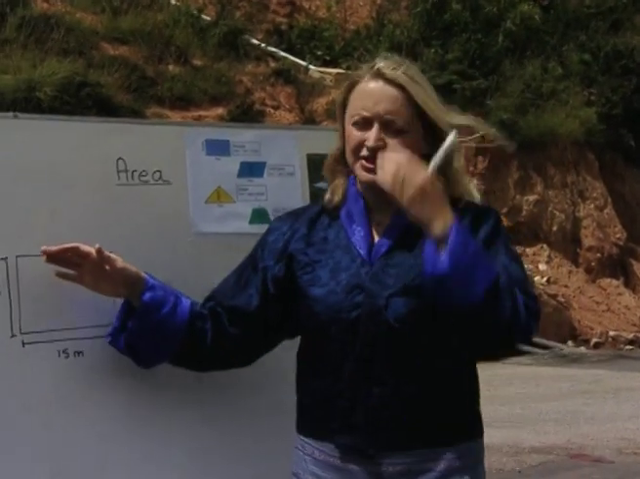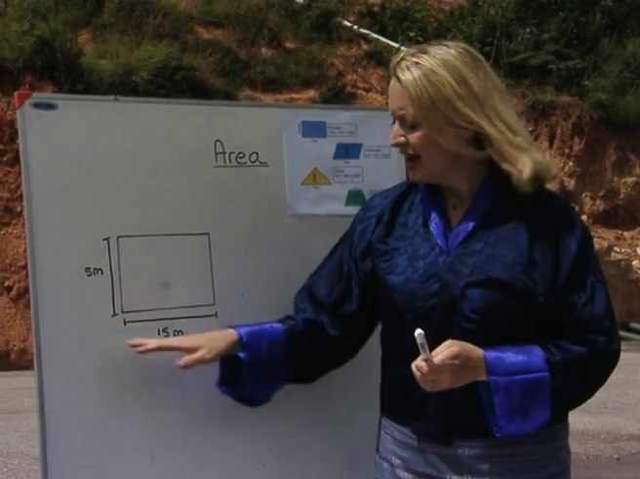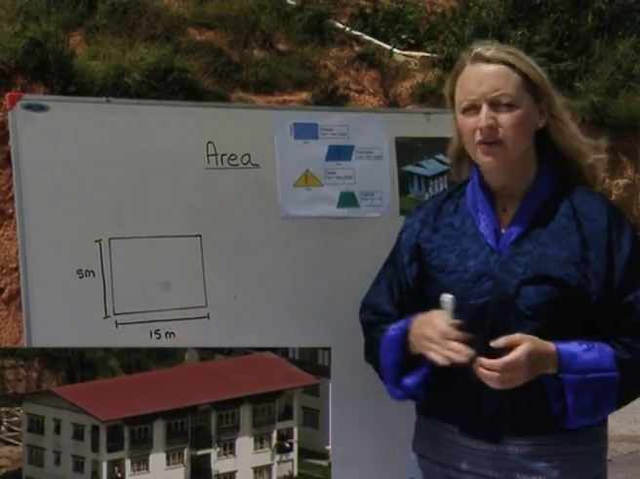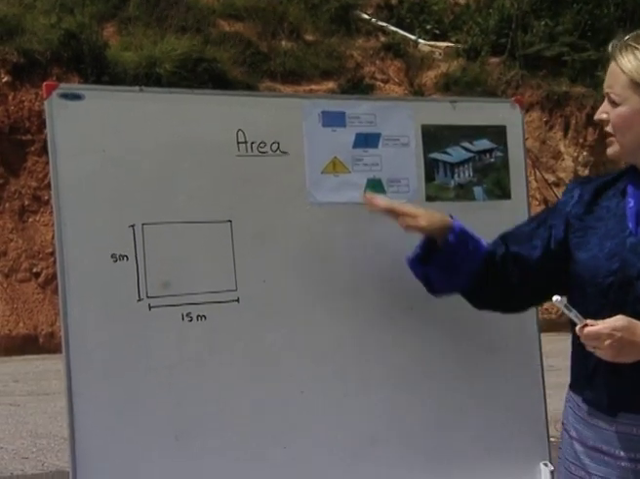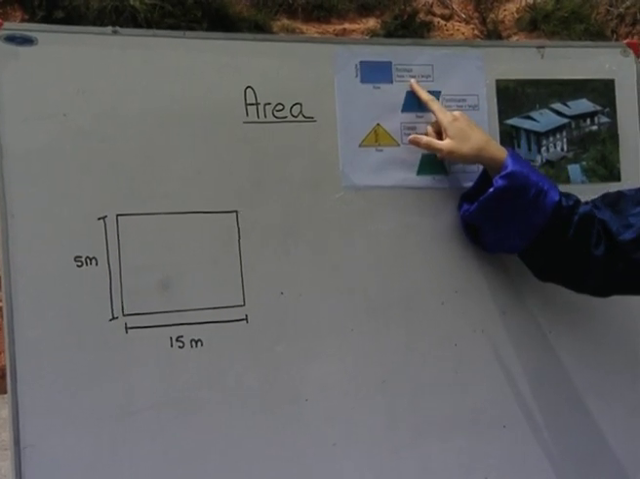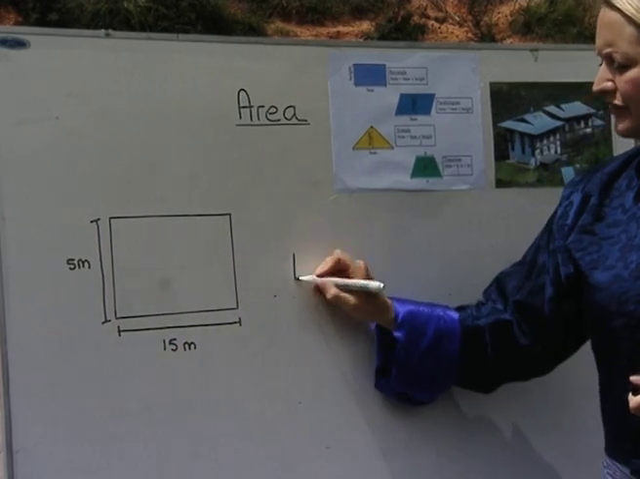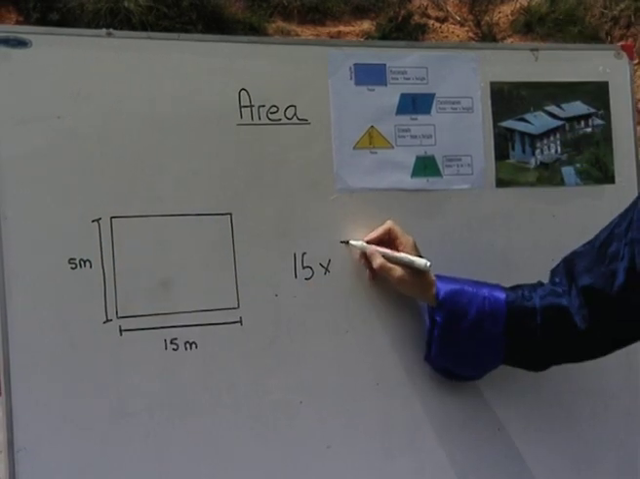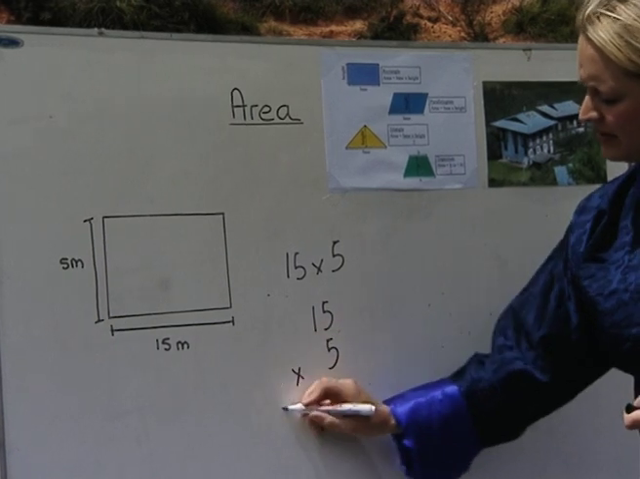The dimensions for the roof that we have been looking at are 5 metres high by 15 metres long. So this rectangle has a base of 15 metres and a height of 5 metres. So we know that to find the area of a rectangle, we need to use the formula base times height. So our base is 15 metres and we need to times it by our height of 5 metres. So without a calculator, let's do that now.